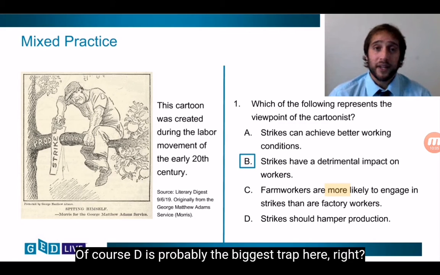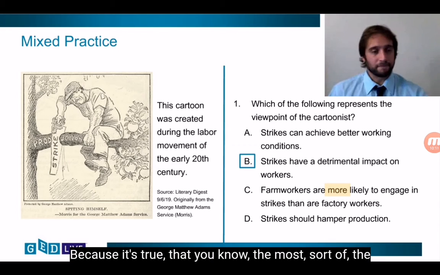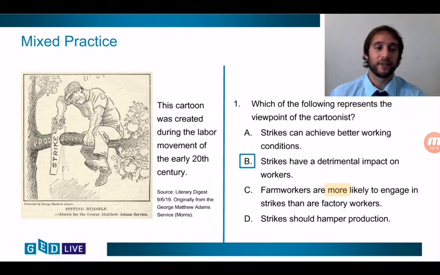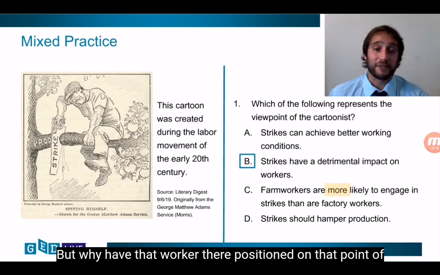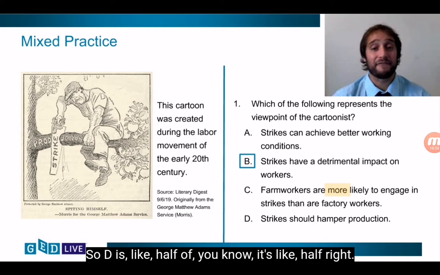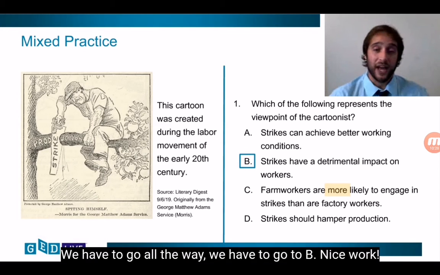Of course, D is probably the biggest trap here, right? Because it's true that the first initial reading of this is that, yes, strikes are cutting through production. But why have that worker positioned on that point of the tree if not to say, hey, this is going to hurt the worker as well? Okay? So D is like half right. We have to go all the way. We have to go to B.